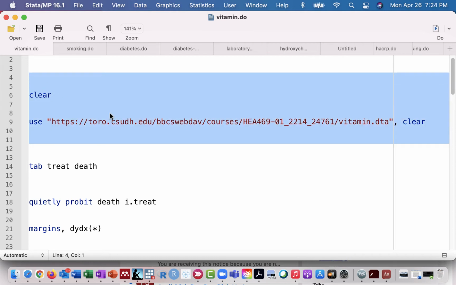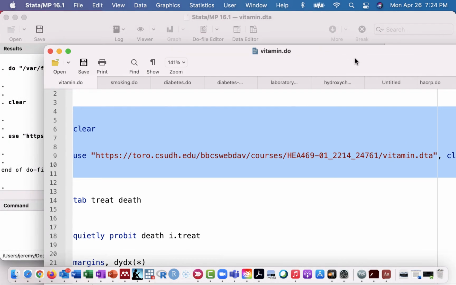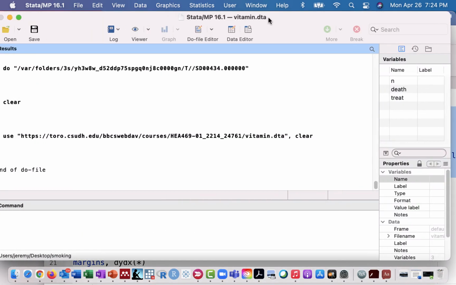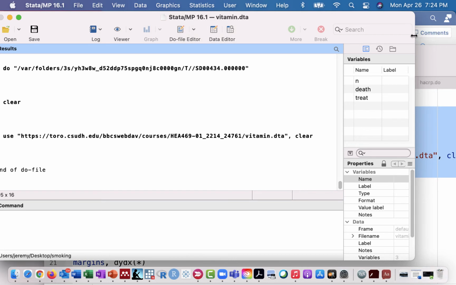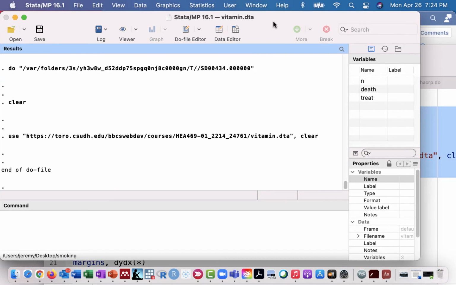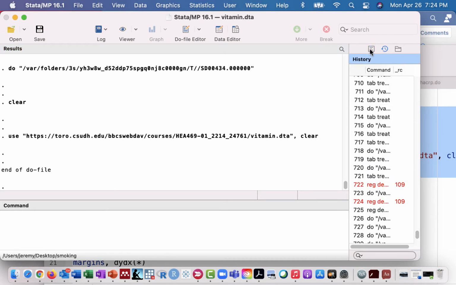Remember, we always start with clear. This is the do file that'll be posted on Blackboard. Clear, throw out whatever data's in Stata. Stata only has one active data set at a time. Open the data, open the vitamin data from the course website. We'll open the do file, highlight those two, press play, and just move that over so we can switch between them readily.